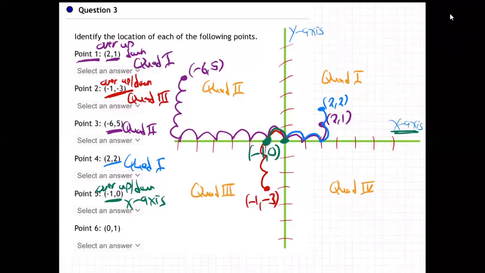And then the last one here is over 0, up 1. So over 0, up 1, right there, because again, the first number is over, the second number is up or down. So there's over 0, up 1, right there. So that's on the y-axis, isn't it? It's not in one of the quadrants necessarily, but it's right on the y-axis. So there we go.